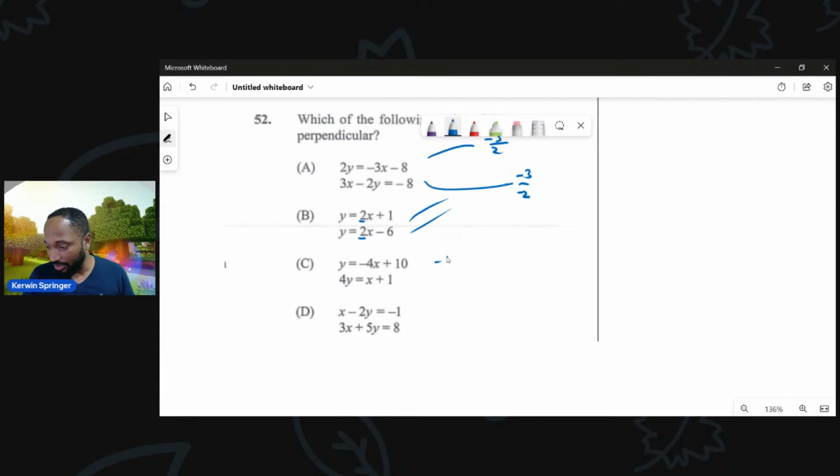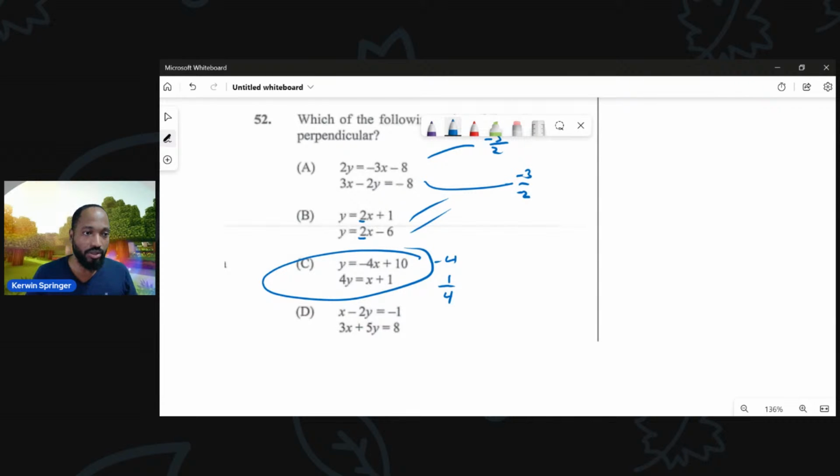So this one is negative 4. If I bring across the 4, this is 1 divided by 4. You smell that? That's smelling like some strong perpendicularity. That is perpendicular. See, always one is negative and one is positive and one flips. That's what we love to see.